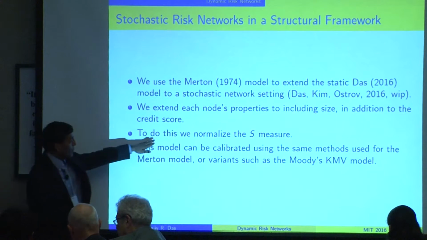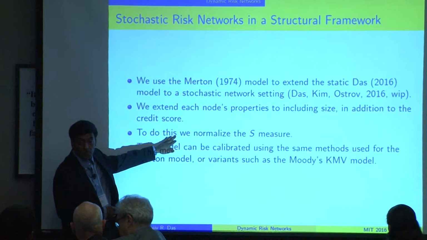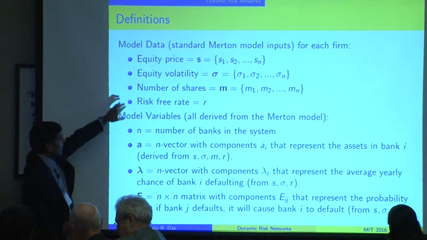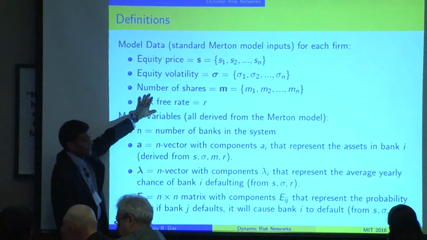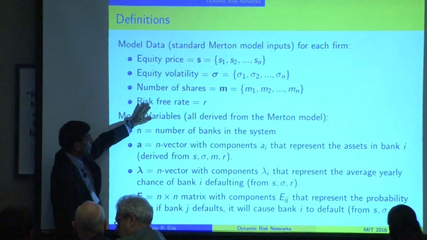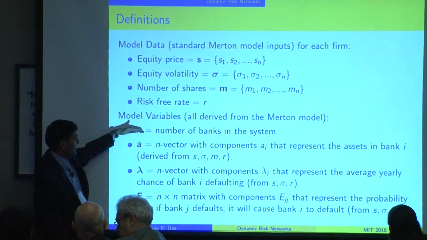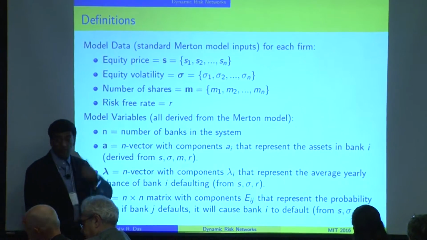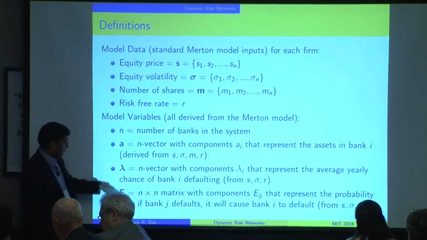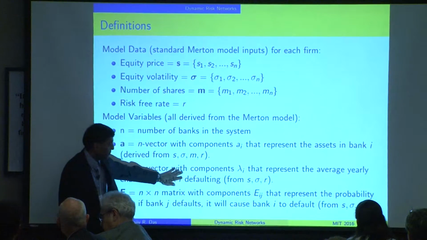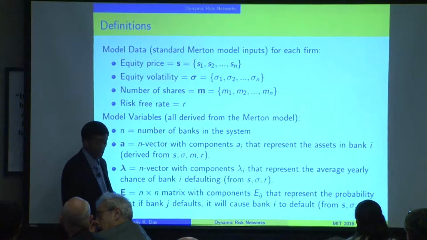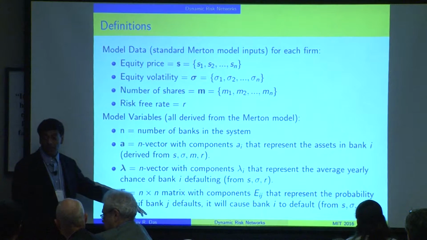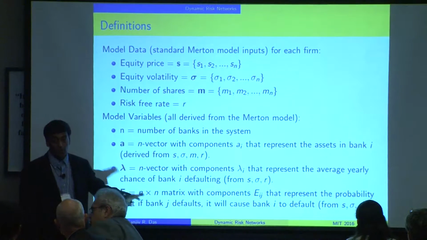The other thing we did was we normalized the S measure by size, okay, so that we could actually do something with it. So the equity price is something that's observable. Equity vols are observable. The number of shares each entity has issued is observable, so we can get the market cap. The risk-free rate is given. I know the number of banks in the system. And A is just a vector of components that represents the assets as backed out from the Merton model. Lambda is the probability of default, which we can back out using a Merton model as well. And then E is the matrix of connections between the banks. And for that, I'm also going to use the Merton model in this example.